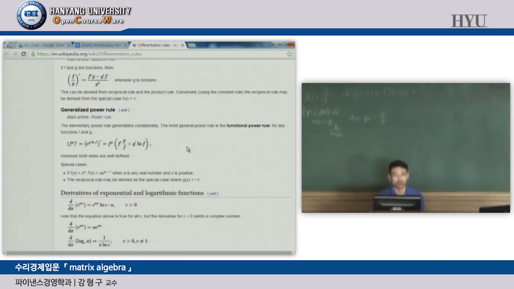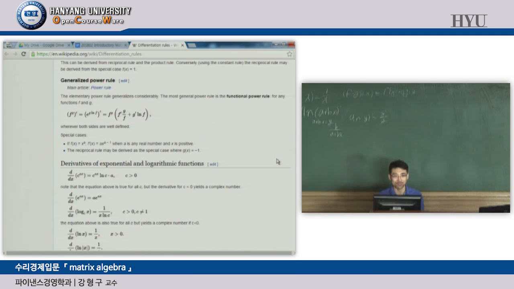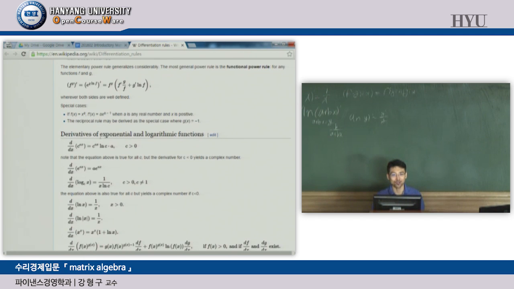That is called the generalized power rule, very fun. But again, it's repeated application of the chain rule. Chain rule, and then the derivative of the exponential. Well, this is what we learned today. This is something we know. It is another one: c to the power of ax.